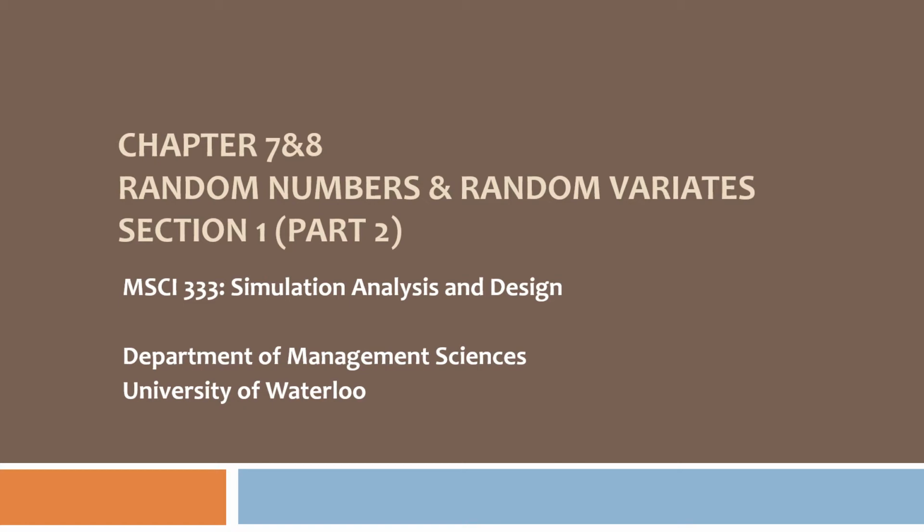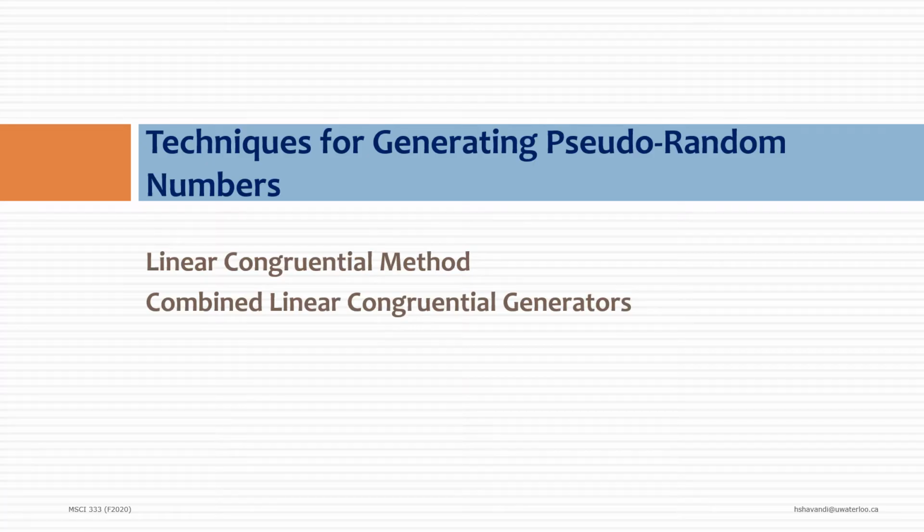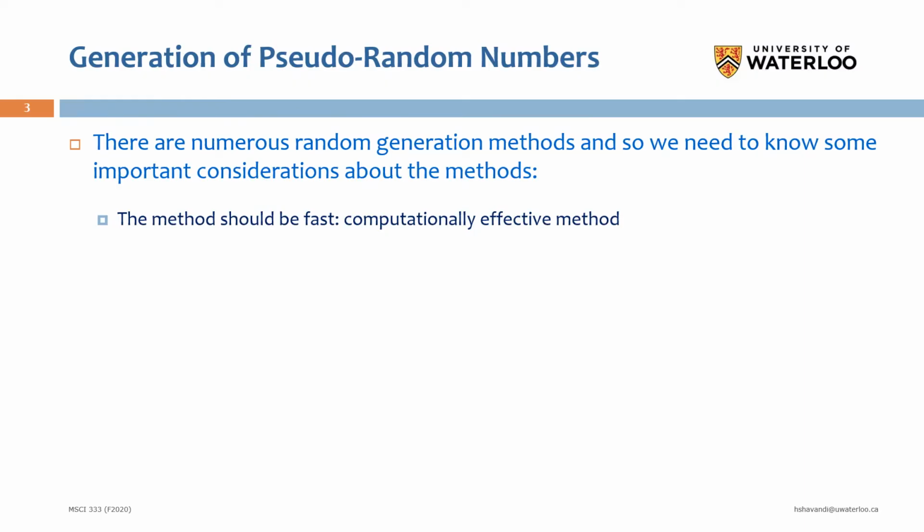Chapter 7 and 8, Section 1, Part 2. In this part, we will cover two techniques for generating pseudo-random numbers: the linear congruential method and combined linear congruential generators. There are a lot of random number generator methods in the literature.